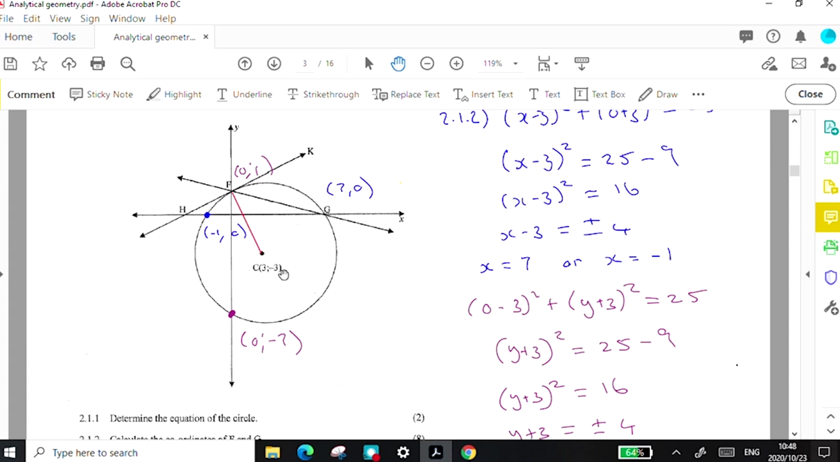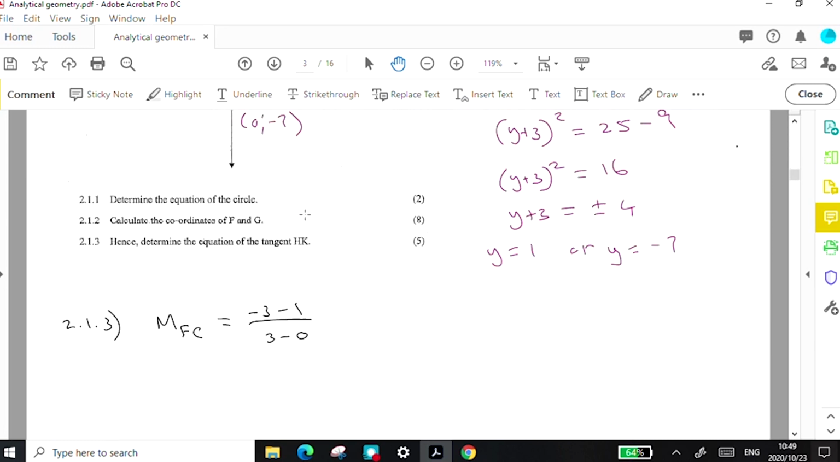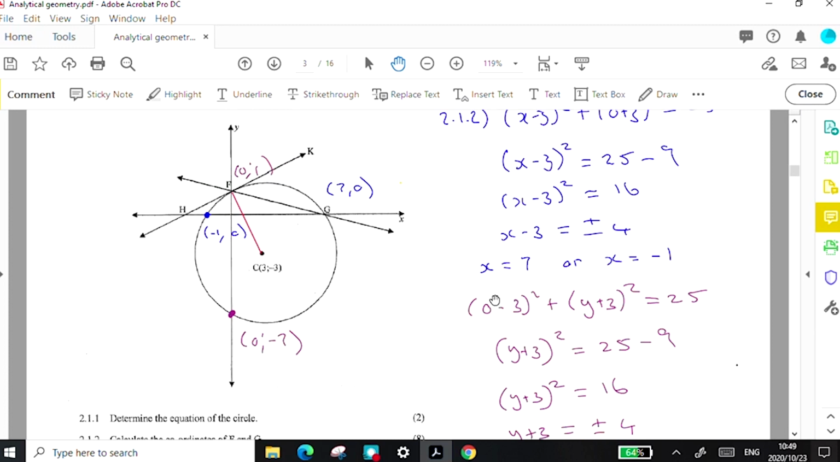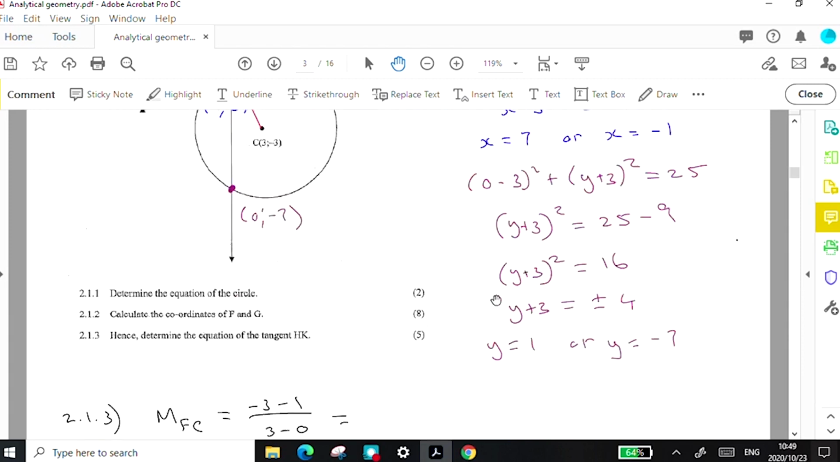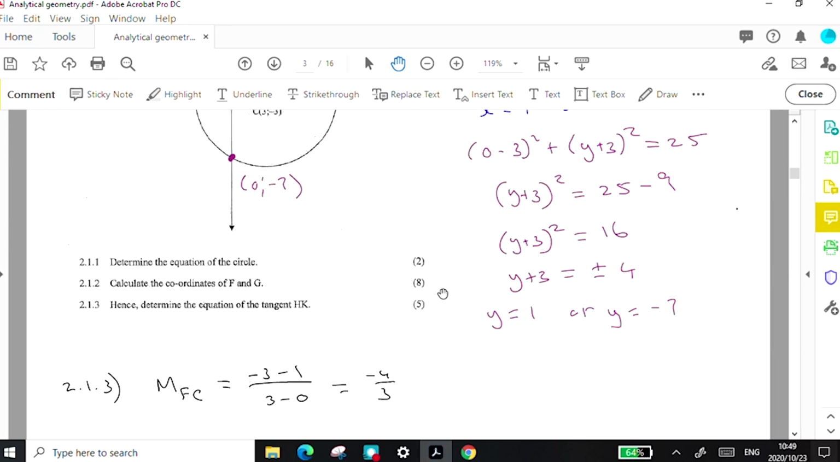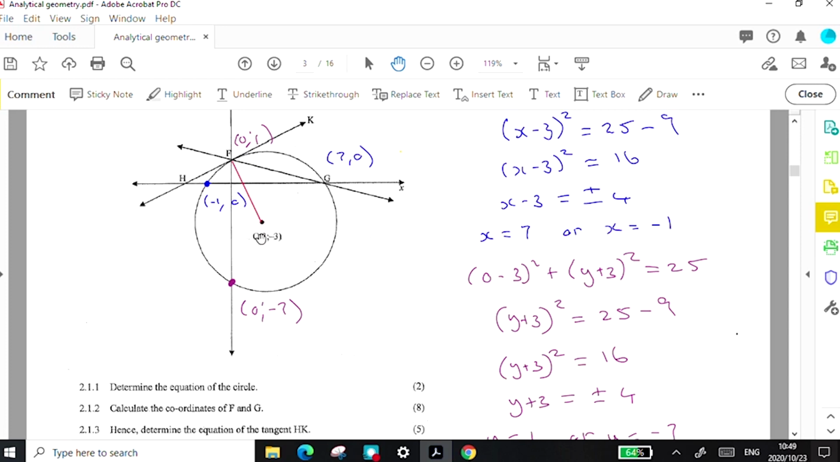We have change in y over change in x using the point F and C. And here you have change in y over change in x, which is equal to minus 4 divided by 3. This is the gradient of the line FC. To find the gradient of the line HK, we know that these two are perpendicular.